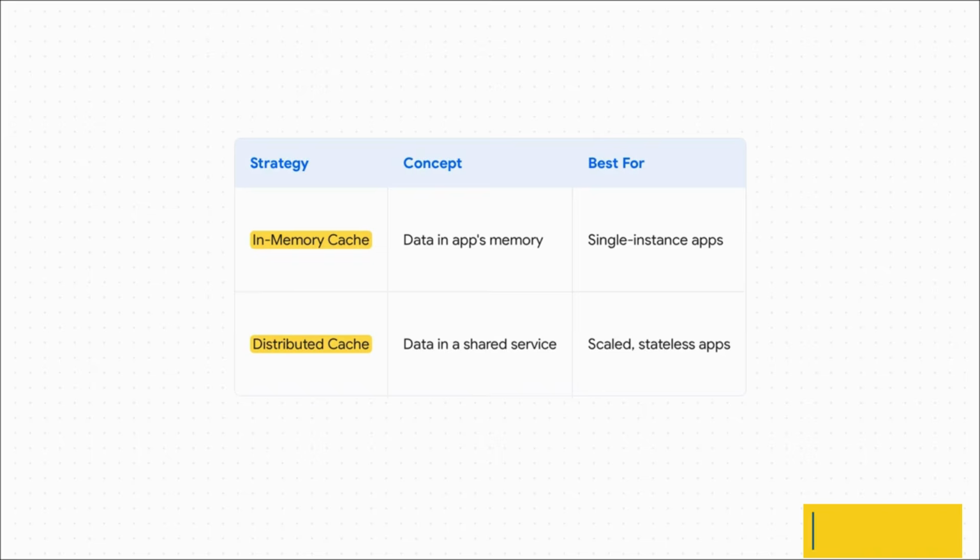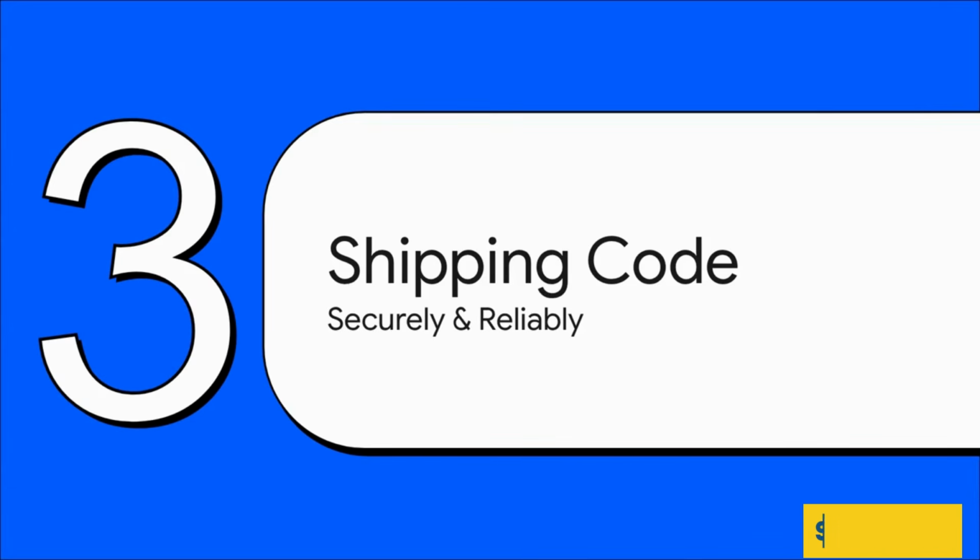For a simple app running on a single server, a little in-memory cache is perfect for stuff that doesn't change often. Think a list of US states or country codes. But if you're building a big application that's scaled out across many servers, you need a distributed cache like Redis. It acts like a shared, super fast memory bank that all your app instances can talk to. This keeps your data consistent and your response times lightning fast. Okay, we're making serious progress. Our app is now configurable and it's fast.